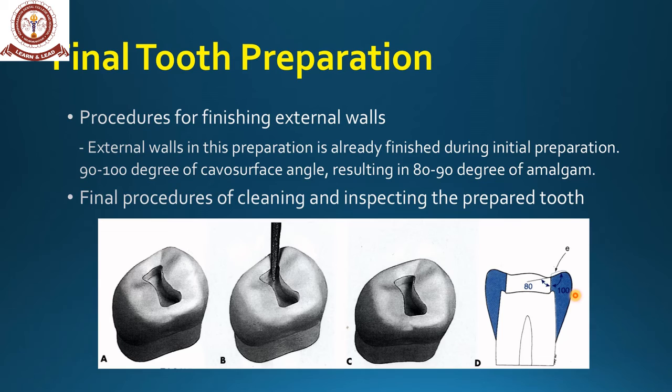So, final tooth preparation, finishing. As for class 1, there are no additional external procedures for preparing the external walls, because the external walls are already prepared in the initial tooth preparation itself. A 90 to 100 degree cavosurface angle is maintained, and that will create an 80 to 90 degree amalgam angle. So the final procedures of cleaning and inspecting the prepared tooth should be done in final tooth preparation.